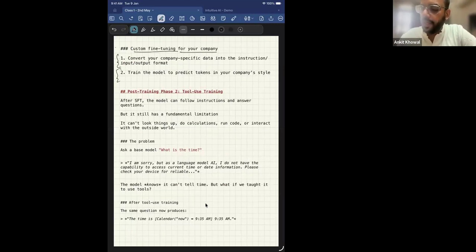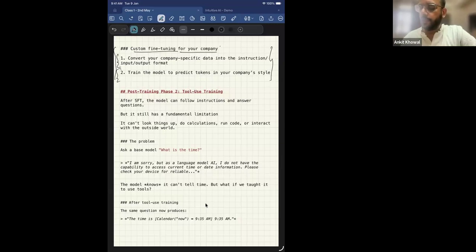I just wanted to take an analogy of what supervised fine tuning means in terms of company specific data. And tomorrow I will take one specific example and train a model on that particular data, and then we'll see whether the model can answer based on that or not. But first we need to understand theoretically what the model is doing.